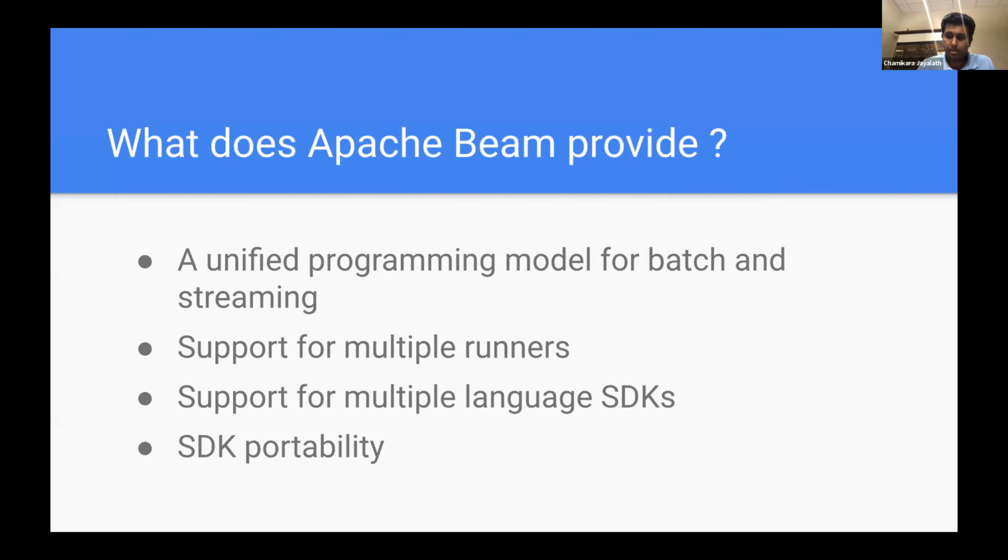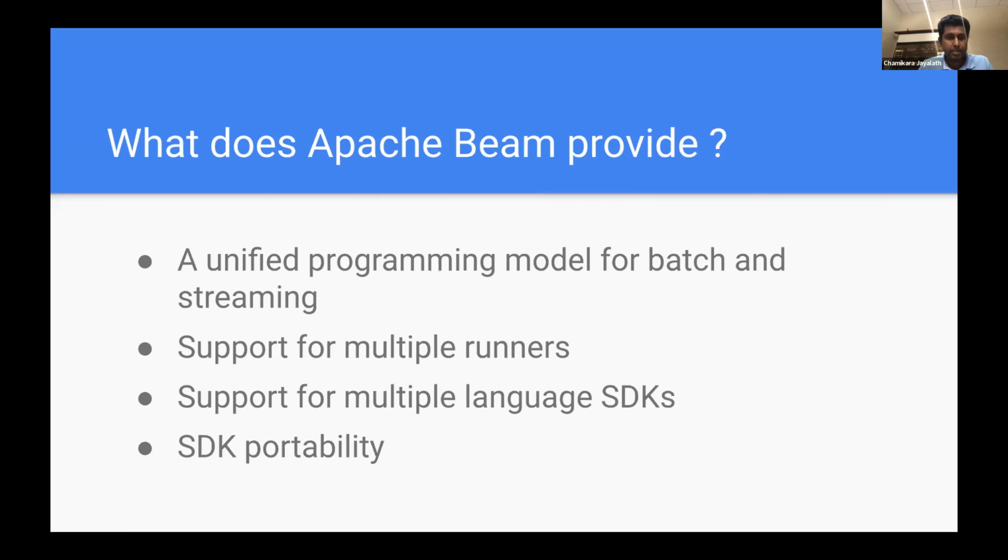Okay, so that's the history. So what does Apache Beam provide? The main thing it provides is a unified programming model for batch as well as streaming data processing. So you don't have to rewrite your application to go from batch mode to streaming mode. It should be possible to seamlessly move from a batch application to a streaming one and vice versa.